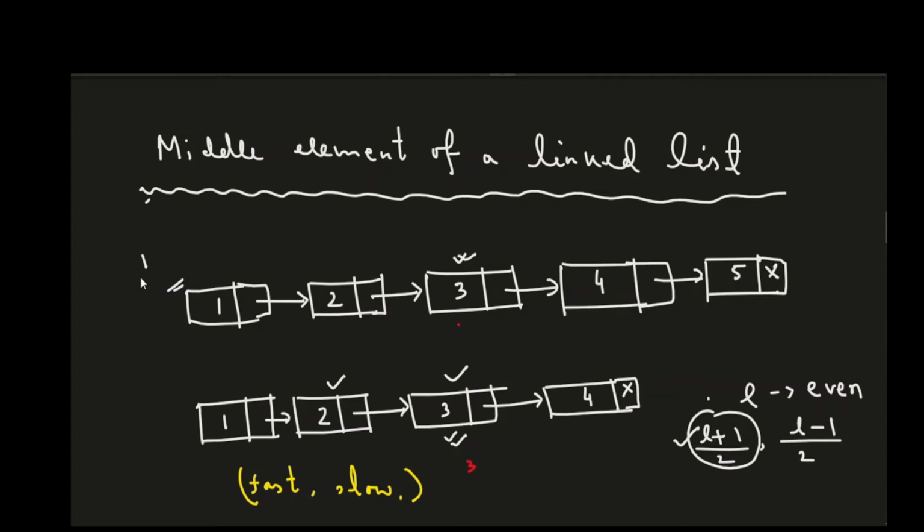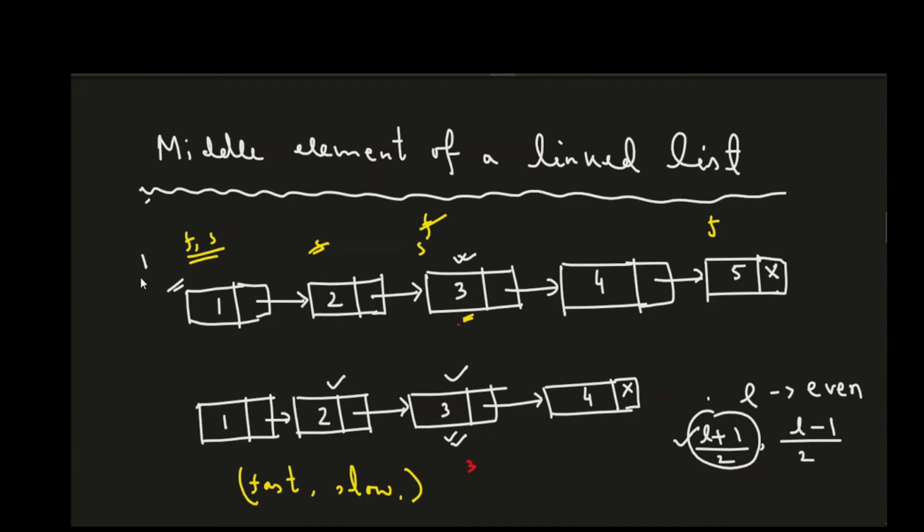Like firstly, fast and slow are here. Then in the first iteration, fast will come here, and slow will come here. Then again, in the second iteration, slow will come one step forward, slow will come here, and fast will come 2 steps forward. So fast will come here. So now we will check whether fast next is null or not. It is null, so we'll stop here and we return this 3.